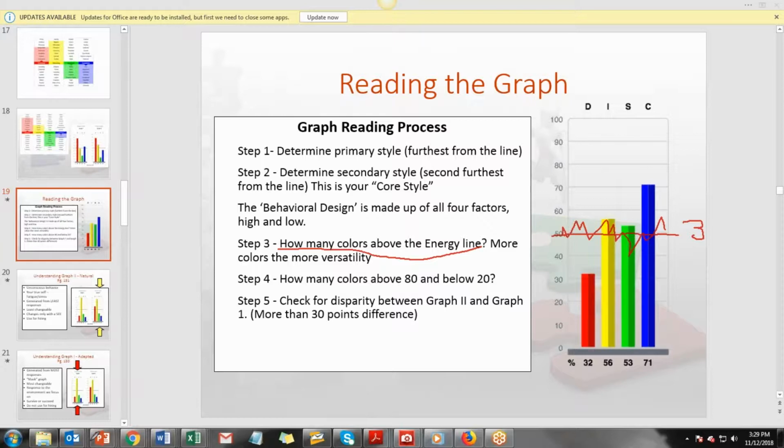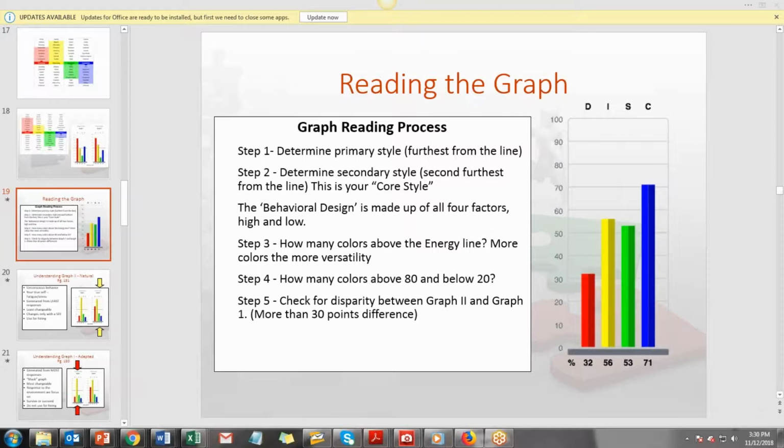I want to go back to the secondary style. You said the primary style is the highest color. The secondary style is your next highest. Does it matter whether that next highest is above or below the energy line? If it's the next highest, it doesn't matter. Yeah, in this situation we only look at the colors above. We don't look at the colors below.